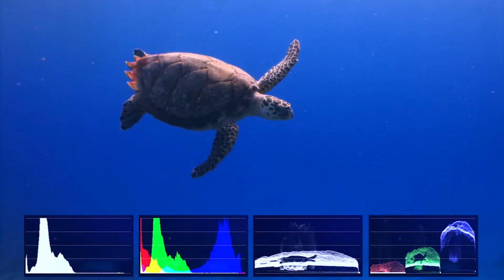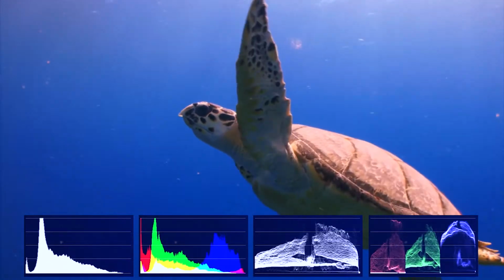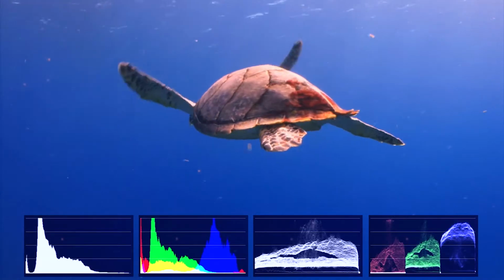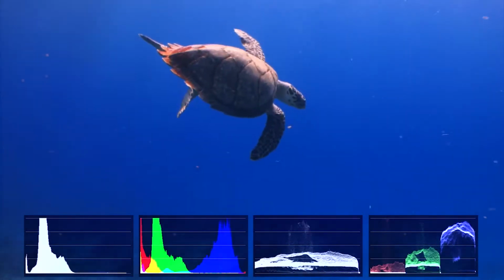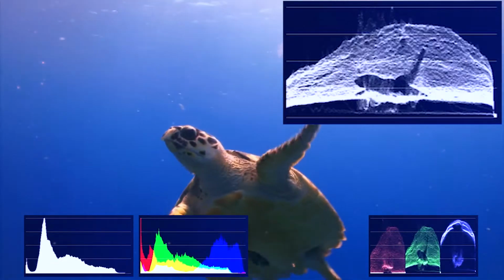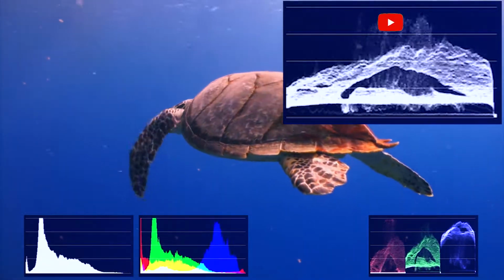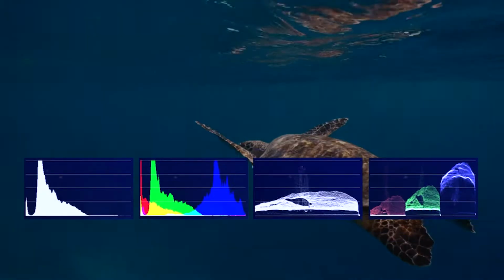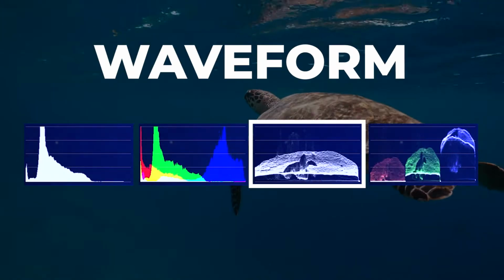These are the 4 graphs Protake provides to help you get better exposure and color in your videos. Notice how they adjust as the turtle moves across the screen. If you look closely, you can see the turtle itself move throughout this graph. Pretty cool. And these 4 graphs are your histogram, your RGB histogram, your waveform, and your parade.